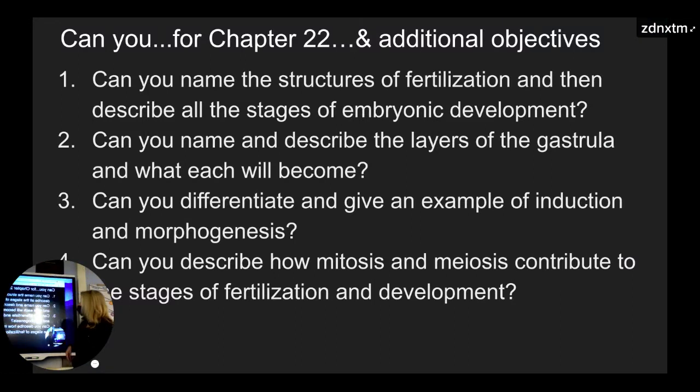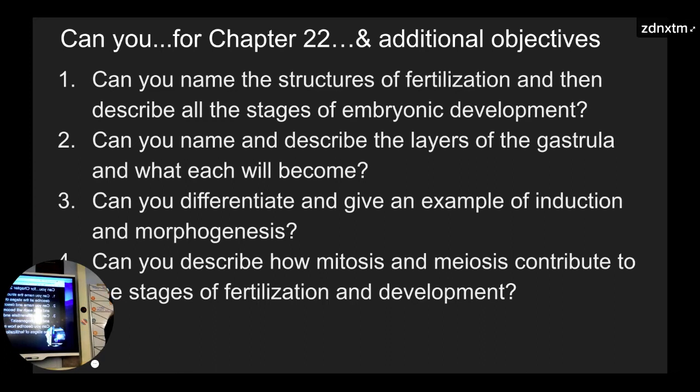Okay, so then this is chapter 22, okay? Again, don't forget your additional objectives. Can you name the structures of fertilization and then describe all the stages of embryonic development? Can you name and describe the layers of the gastrula and what each will become? Can you differentiate and give an example of induction and morphogenesis? Remember, induction is peer pressure, and morphogenesis is what that peer pressure gets, and that's movement of cells, right? Induction is the peer pressure.